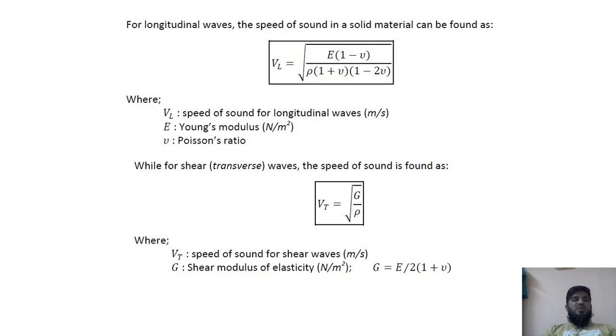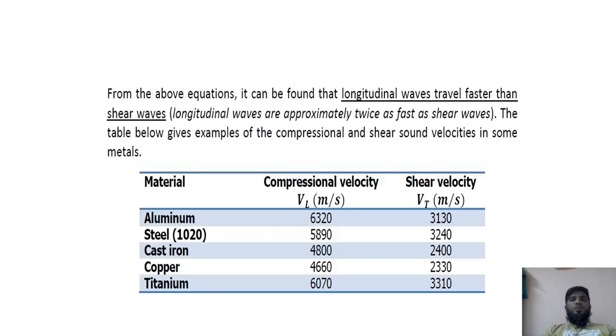We know the relationship between modulus of rigidity and Young's modulus, that is G equals E divided by 2(1 plus mu). From this we can analyze that longitudinal waves are almost two times faster than transverse waves. If the transverse wave velocity is 3130, then the longitudinal wave velocity is about 6320. The longitudinal waves are approximately twice as fast as transverse waves.